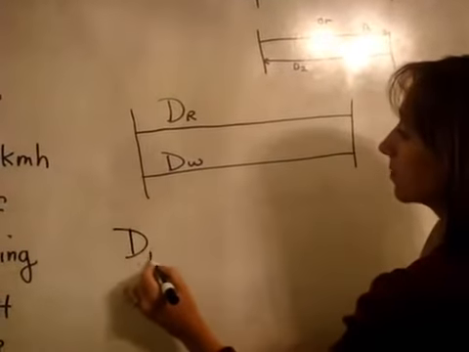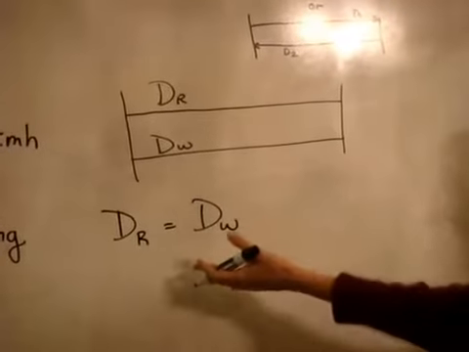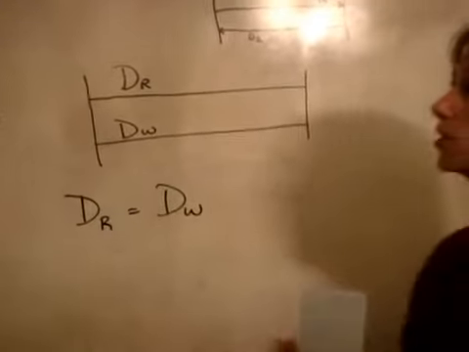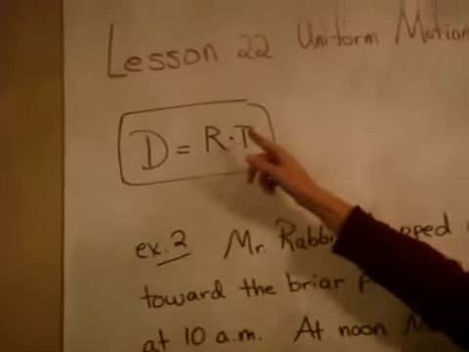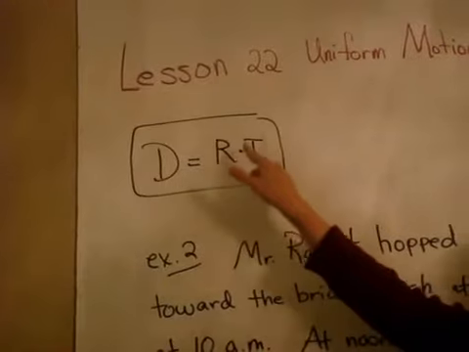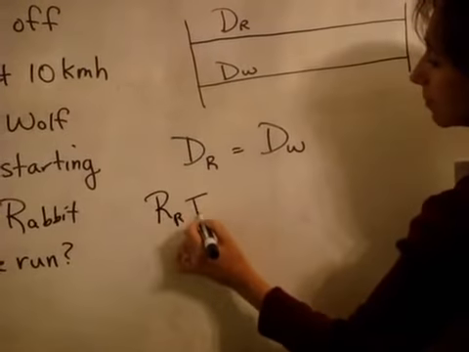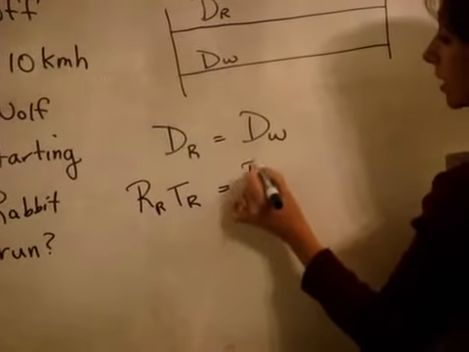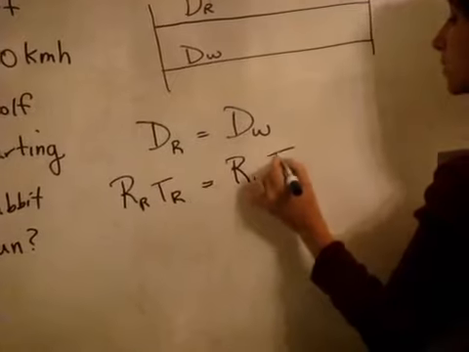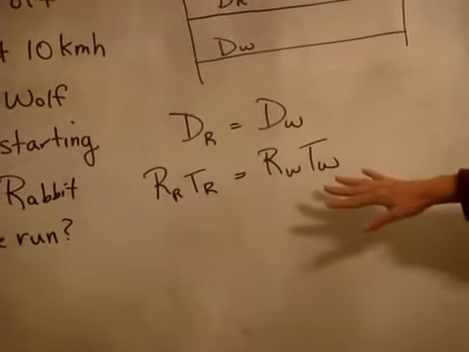The distance of Mr. Rabbit equals the distance of Mr. Wolf. That doesn't help us any, so we need to go back to our formula, distance equals rate times time, and substitute for the distance, rate times time. So we have the rate of the rabbit times the time of the rabbit equals the rate of the wolf times the time of the wolf. Now we have some variables to work with.